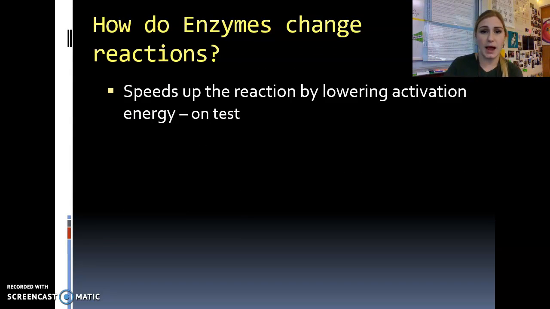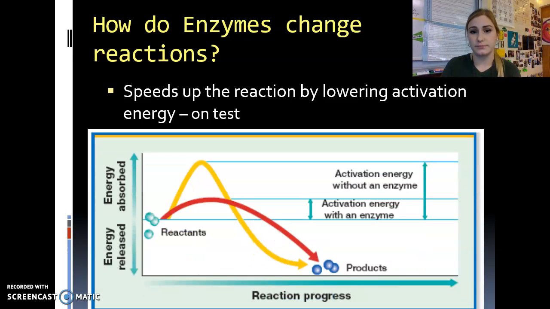Enzymes change the reactions by lowering the activation energy. So this is an energy releasing reaction. You can tell because it goes up and then it falls down. There's more energy in the reactants than there is in the products. So because this goes up and goes down, there's a lot of energy needed in order to get this reaction started.